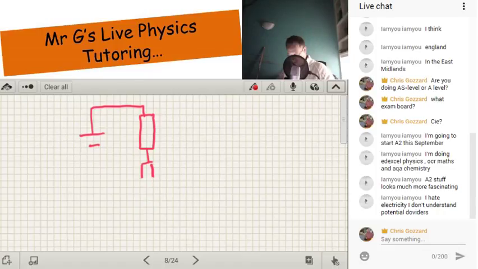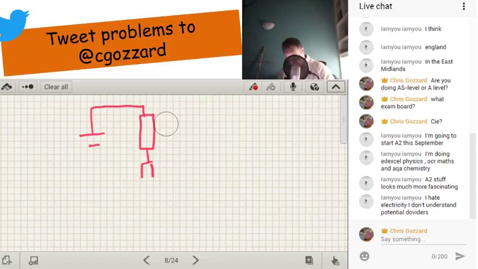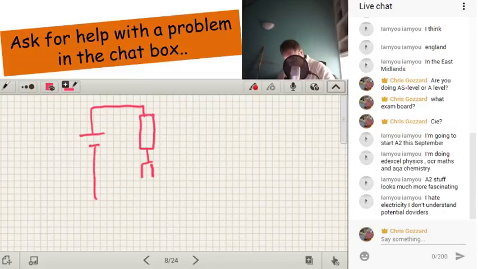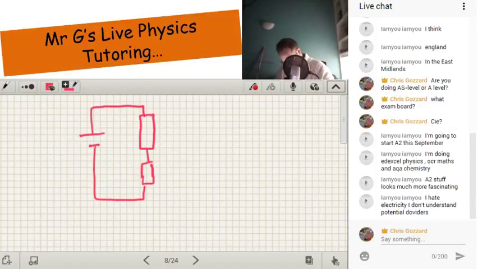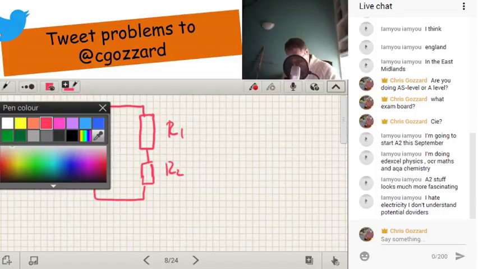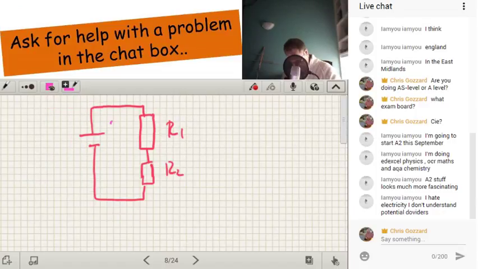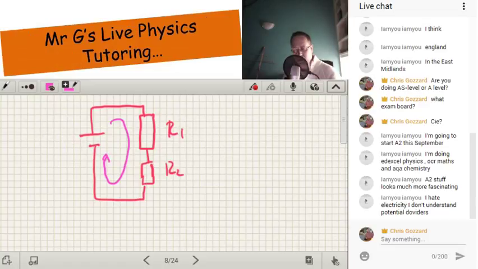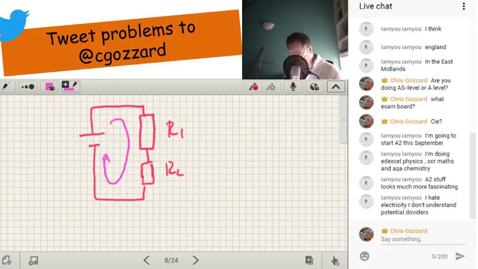Let's call this R1. Let's call that R2. So we've got current going around here like that. Because it's basically a series circuit, the current is the same everywhere. So the current going through R1 and R2 is the same everywhere.